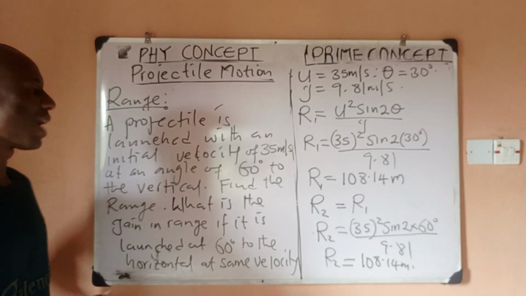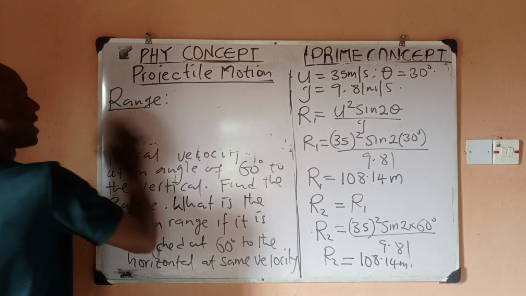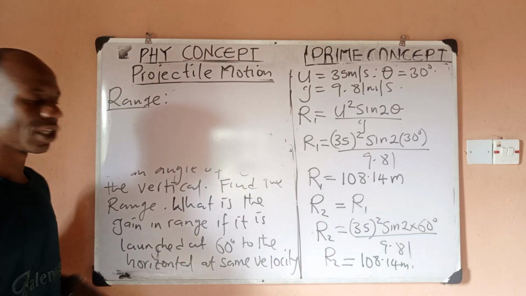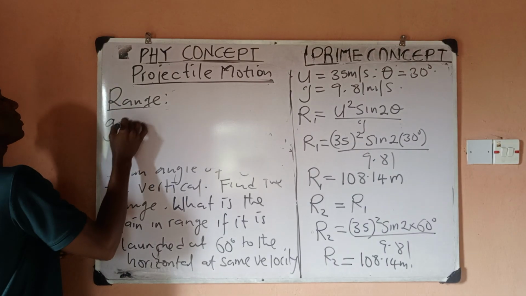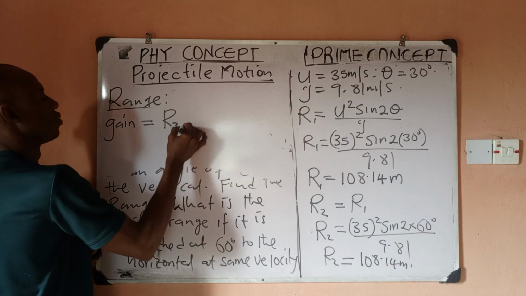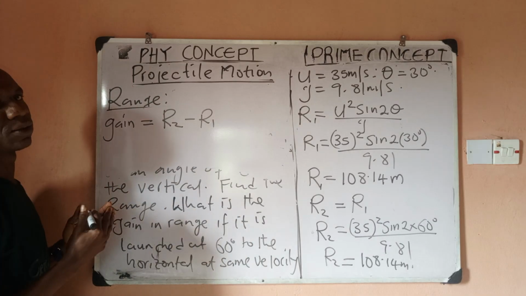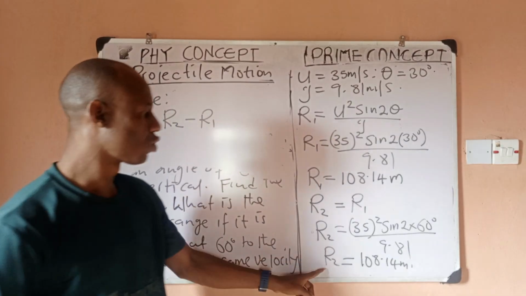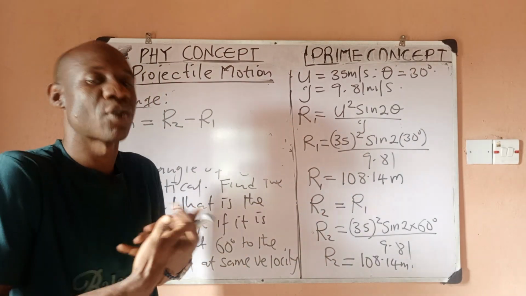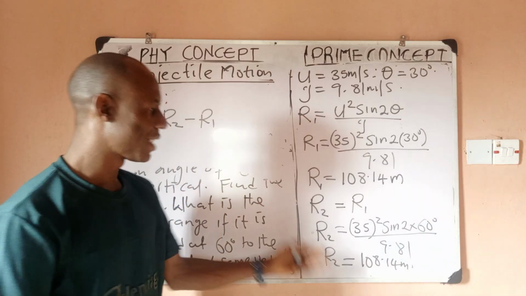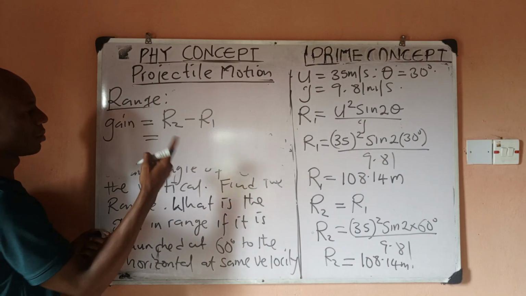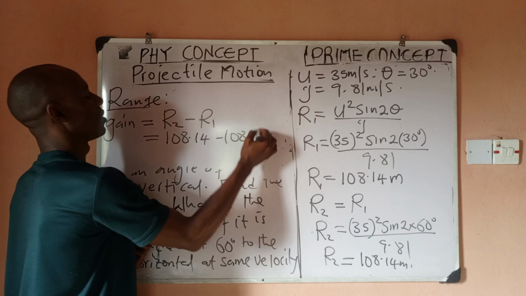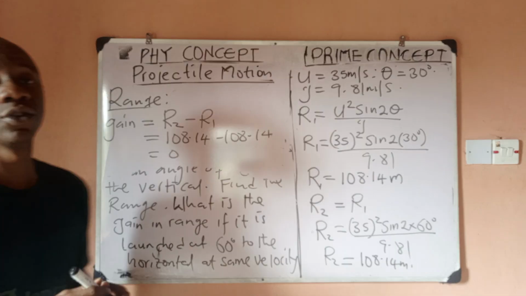So which simply means that R1 and R2 are the same. But is that what they are asking us? No. The question says, what is the gain in range? The gain in range is going to be R2 minus R1. That is the gain in range, right? It's just like saying profit in range. So assuming that R2 was bigger than R1, there will be a profit, there will be a gain. But you can see that they are the same. It means that there is no gain in range because R2 minus R1 will be 0. 108.14 minus 108.14, and the answer is 0. So meaning that there is no gain in range. That is what it means in this case.